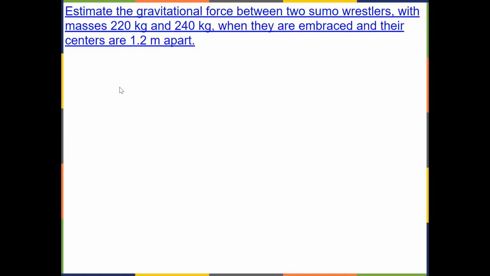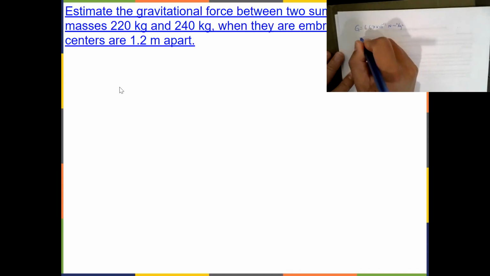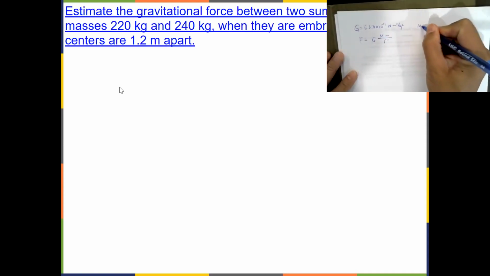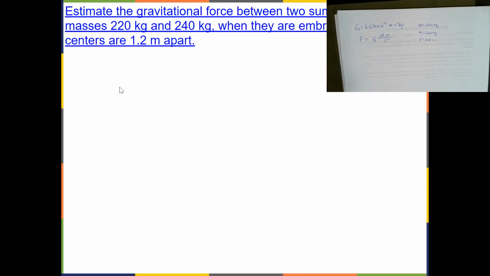For G, it's 6.67 times 10 to the minus 11. See how big this force is when they are 1.2 meters apart. The gravitational force between them is equal to G times capital M times small m divided by r squared. Capital M is 240, small m is 220, and r is equal to 1.2 meters. Basically plug in the numbers and see how big it is.